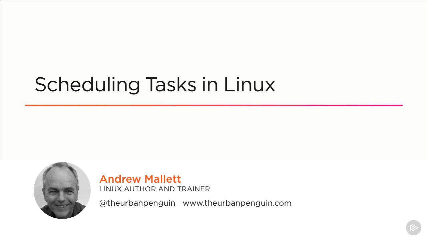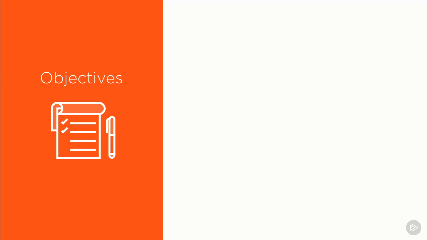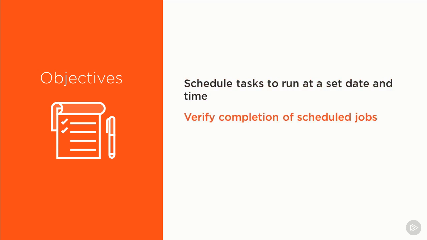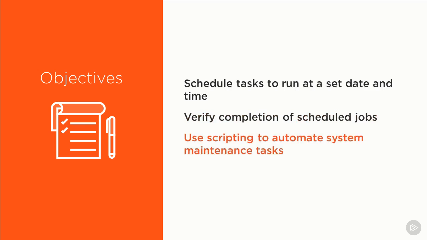My name is Andrew Mallet and I'm here as your instructor to help guide you through the module where we take a look at scheduling tasks in Linux. The objectives that we're looking at in particular here are to schedule tasks to run at a certain date and time, and verify the completion of those scheduled jobs. We'll also take a little bit of a look at scripting so we can use scripting to automate maintenance tasks.